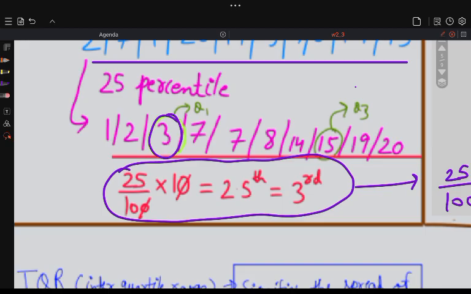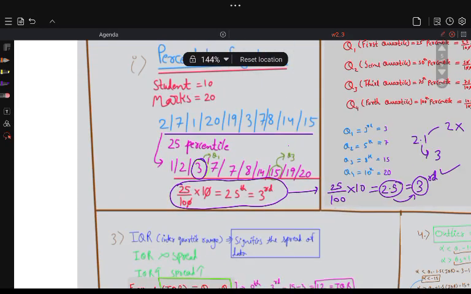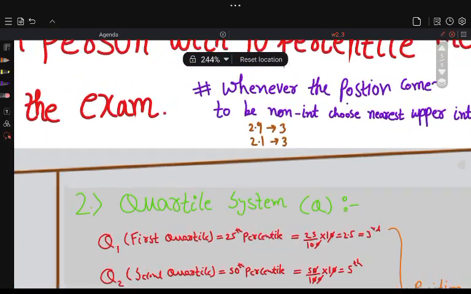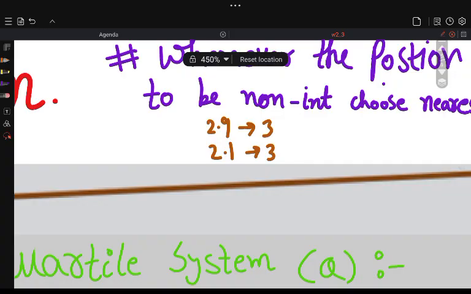But 2.5 is not an integer. So whenever the result comes out to be a non-integer, in that case we will round off the data to a higher integer, to the nearest higher integer. In any case, see, I have taken the example 2.9. If 2.9 comes, then we will move to 3. But if 2.1 comes, then also we will move to 3. We will not round off to 2. This is a case to remember.